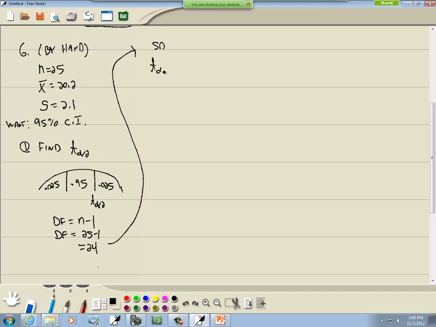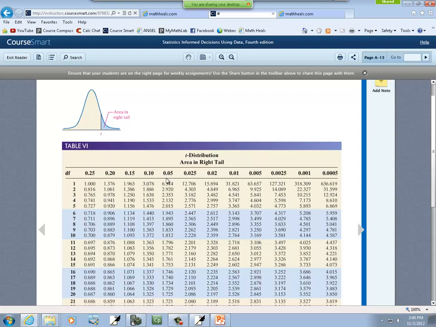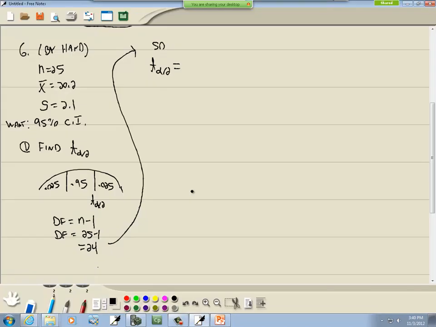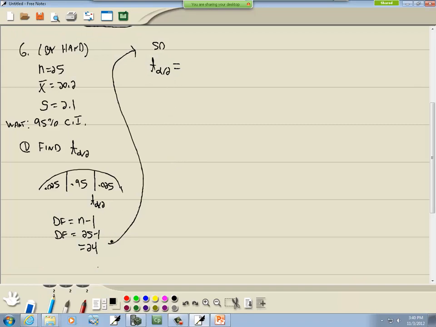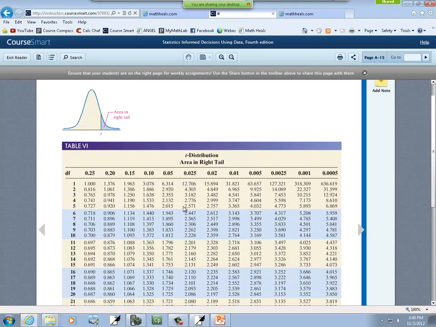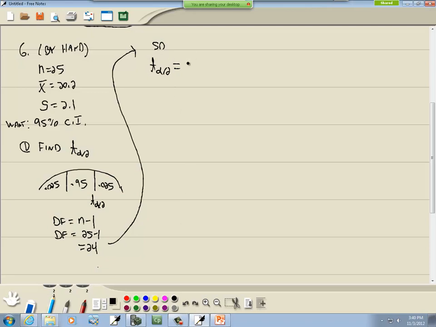So our critical value, we look up in our table in the back. Area in one tail, 0.025, would be right here. Again, it doesn't matter which tail you pick, it's just area in one tail. And our degrees of freedom we said was 24. So 0.025, go down to 24. That tells us 2.064, and that's our critical value.